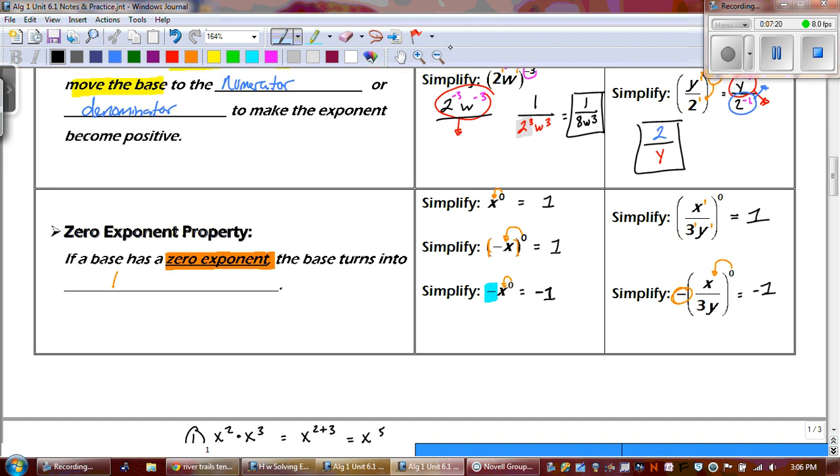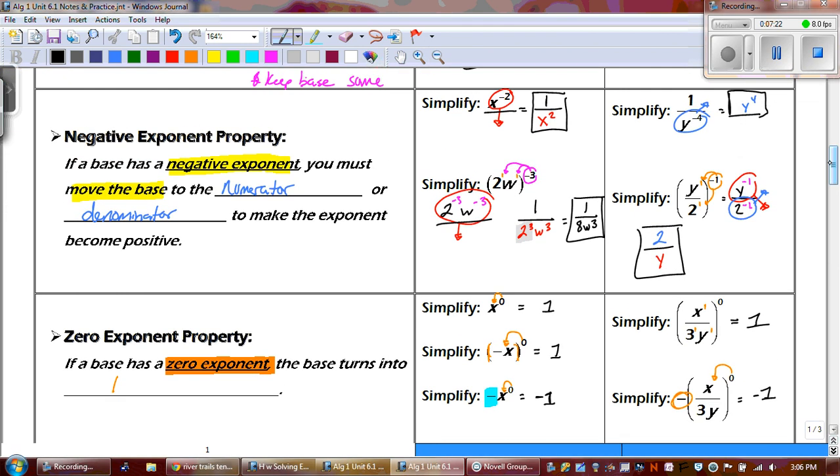Okay? So remember, if your exponent's 0, your base turns into 1. If you have a negative exponent, you drop it like it's hot. If it's already on the bottom, you bring it to the top. So those are the two new rules that we're talking about. All right. So this is going to be the first part of the video. The second part of the video is going to be the in-class practice that we did. Okay. Where we're going to start combining a lot of these rules together.